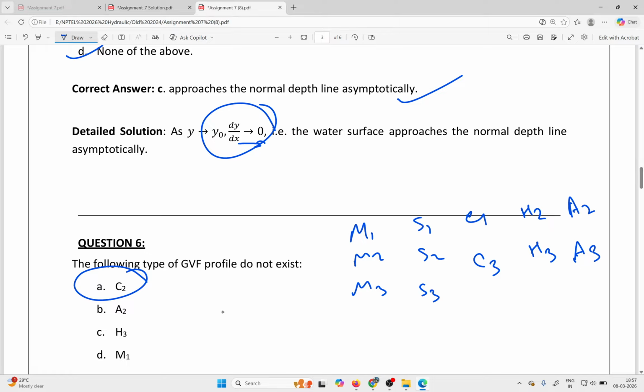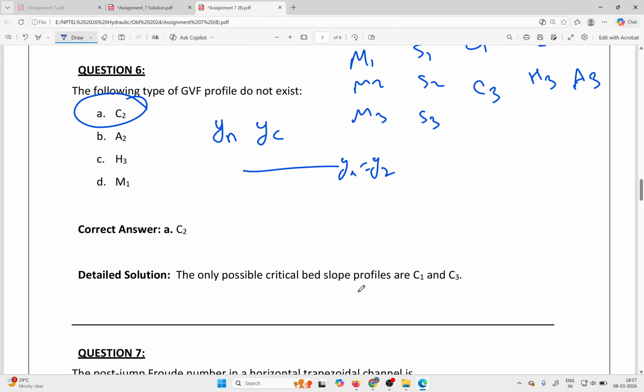Why? Because C2 would be in between YN and YC. In the critical case, YN and YC are equal. So C2 is not there. Let us move on to the next one.